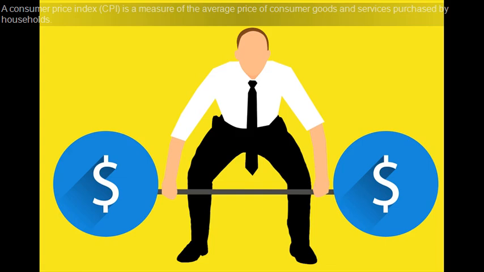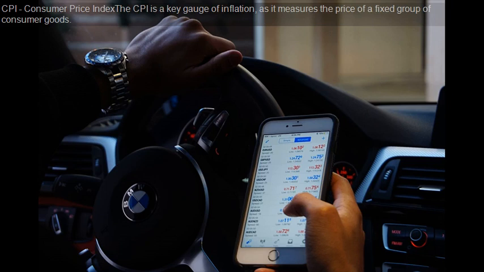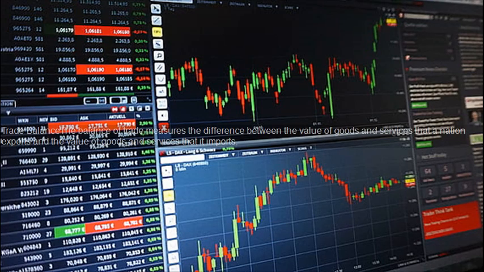A consumer price index, CPI, is a measure of the average price of consumer goods and services purchased by households. CPI, Consumer Price Index. The CPI is a key gauge of inflation, as it measures the price of a fixed group of consumer goods. Trade balance. The balance of trade measures the difference between the value of goods and services that a nation exports and the value of goods and services that it imports.